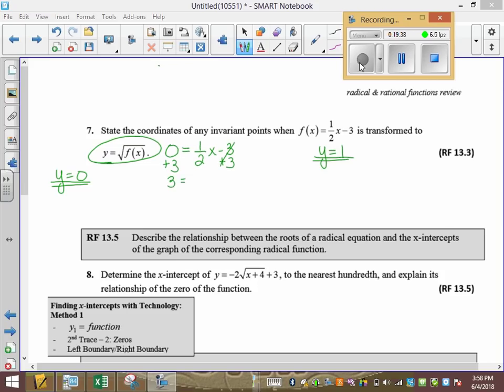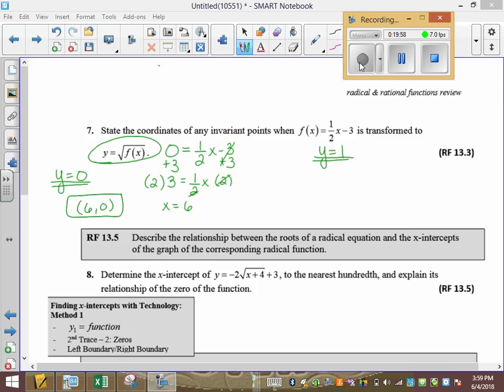I get 3 equals 1/2 x, multiply by 2, and x equals 6. So my one invariant point is at (6, 0). Remember, they're invariant points. So in order to have an invariant point, you need to have a coordinate, which means you need to have an x and a y.